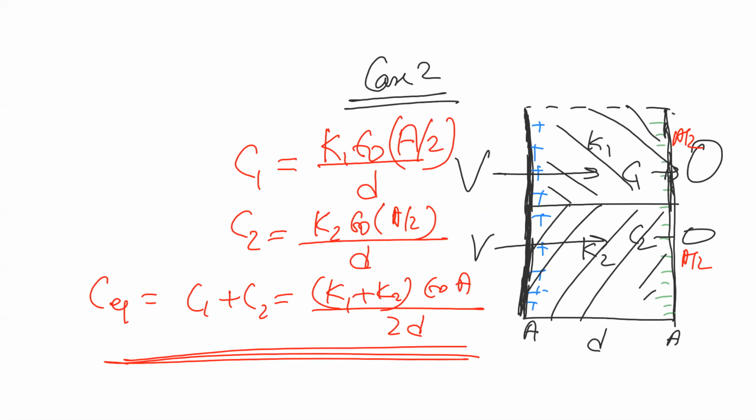Any difficulty, anyone in this one? This is case 2. 3 cases are important. So case 1 was, we proved that dielectric location is immaterial. Now this is case 2. Case 3 we are going to discuss. So anyone has any difficulty, you can ask now. Any doubt, anything?